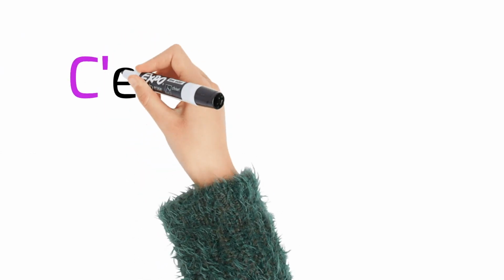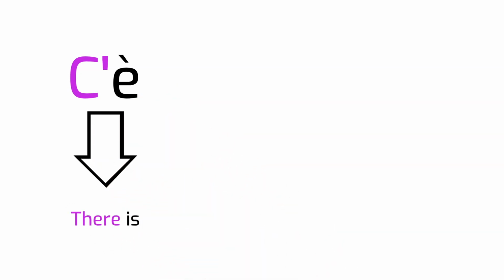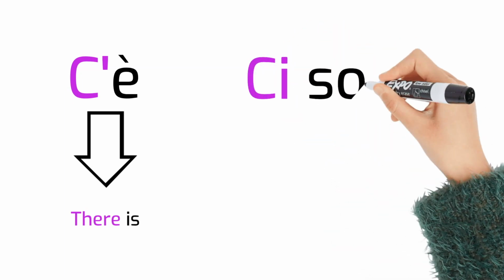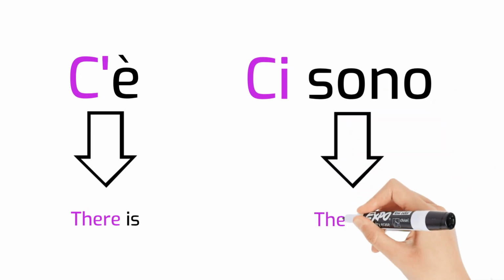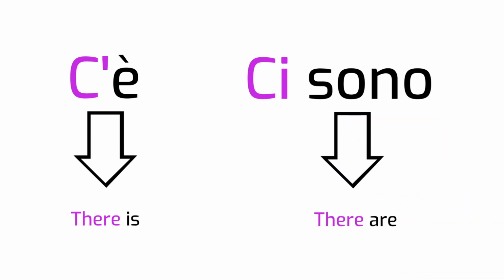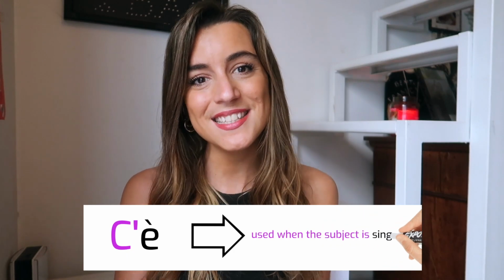But let's now learn what they are and how we use them. C'è is our translation of there is. On the other hand, if we say ci sono, of course, this is the translation of there are. But let's learn how to use them properly. Seems easy, right? They actually are pretty easy and they really behave the same way they behave in English. Therefore, we would use c'è when the subject of our sentence is singular.